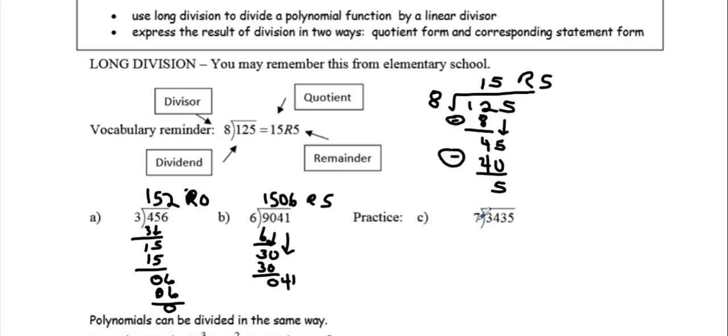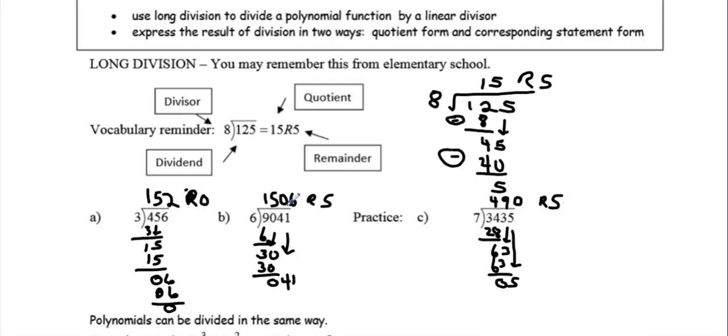Let's do the last one. 7 goes into 3,435. Let's see, 7 goes into 3 no times. 7 goes into 34 4 times. 7 times 4 is 28. Subtract, we get 6. Bring down the 3. 7 into 63 goes in 9 times. 9 times 7 is 63. So we have a remainder of 0. Bring down that last 5. And 7 goes into 5 0 times with a remainder that's down here of 5.